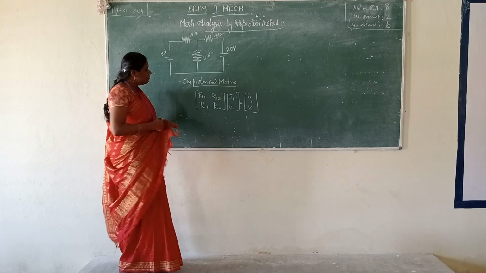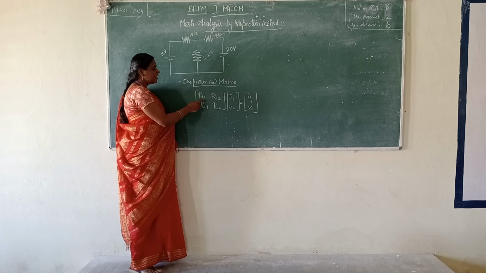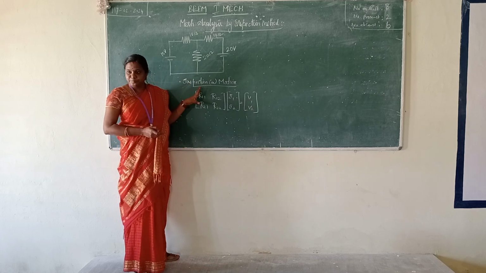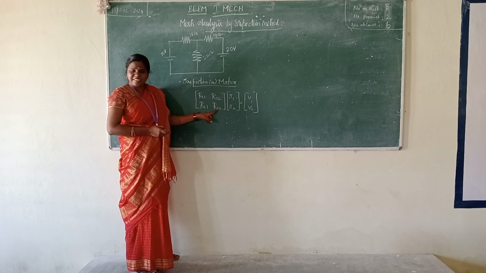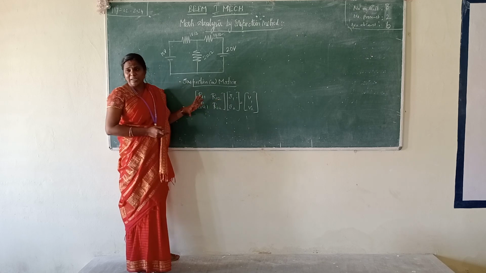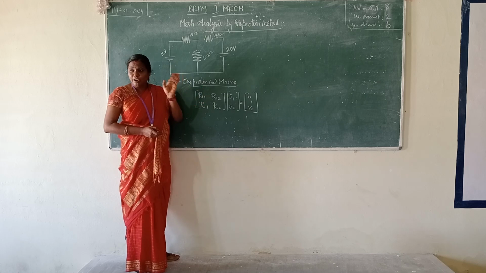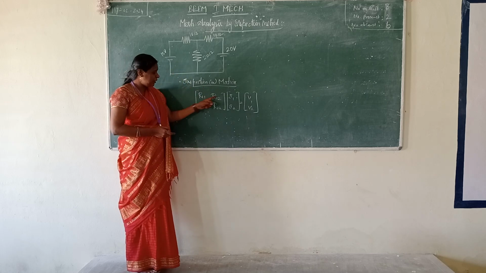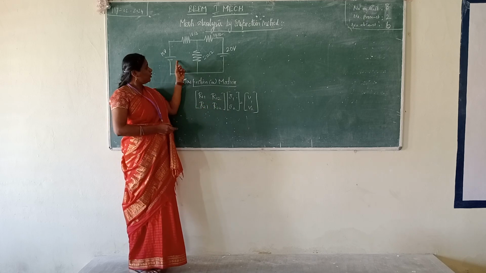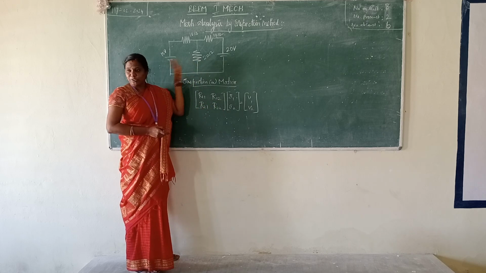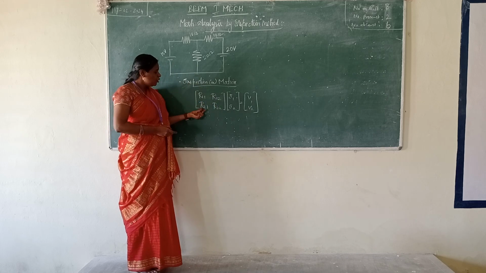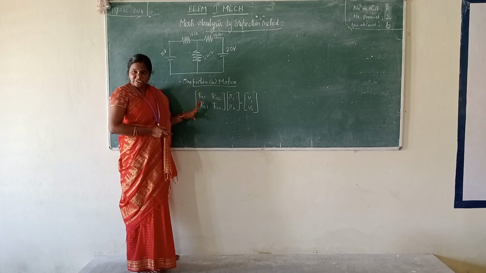So listen. R11 is the resistors in the first mesh alone. R22 is the resistors in the second mesh alone. R12 and R21 are the resistors in the middle, between the first mesh and the second mesh. Both will be the same value; R12 is the same as R21. R12 is between the first and second mesh, and R21 is between the second and first mesh.